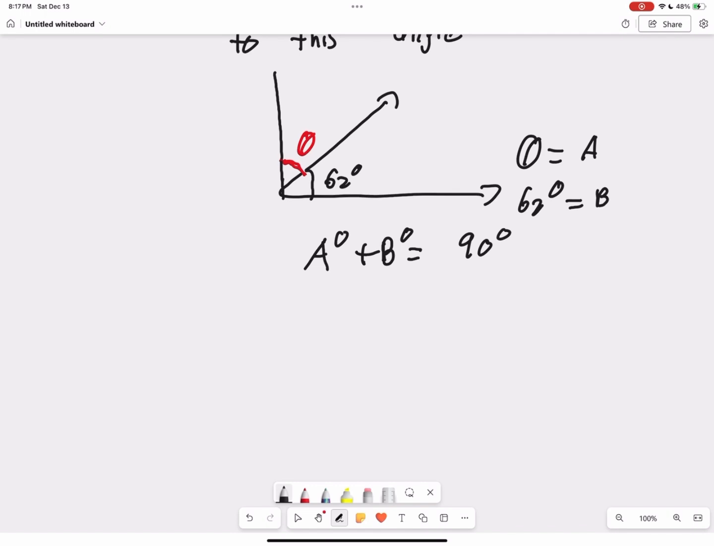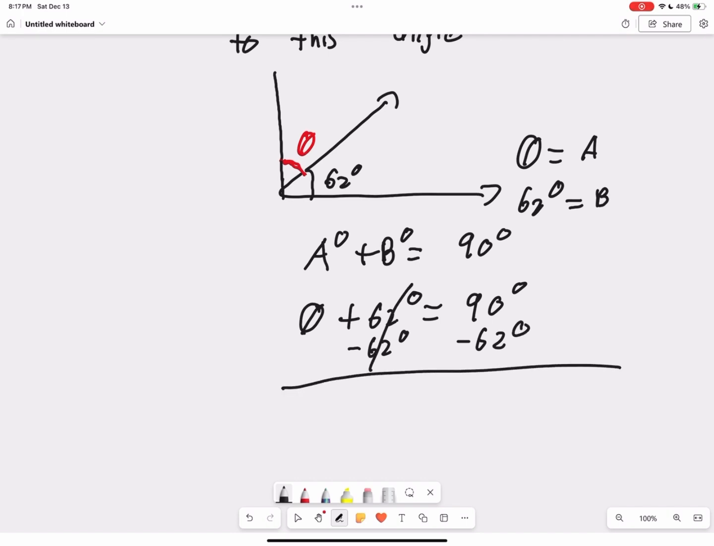We're going to do theta plus 62 degrees equal to 90 degrees. Now let's do algebra. We want to move the 62 to the other side, so we subtract 62, and we subtract 62 on the other side. Now we compute this: theta equals 90 minus 62, which is 28. So theta equals 28 degrees.